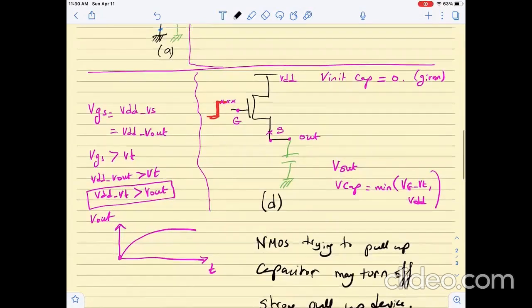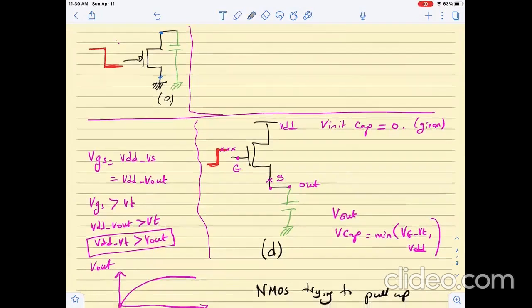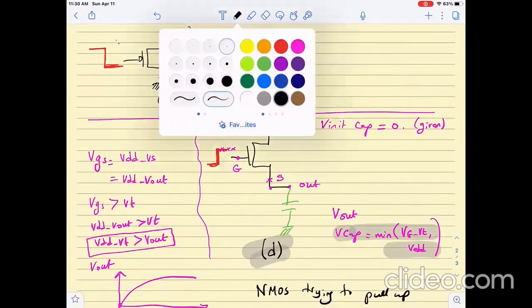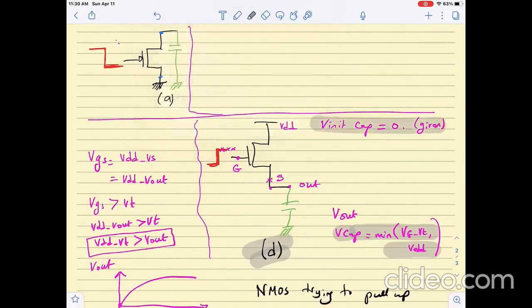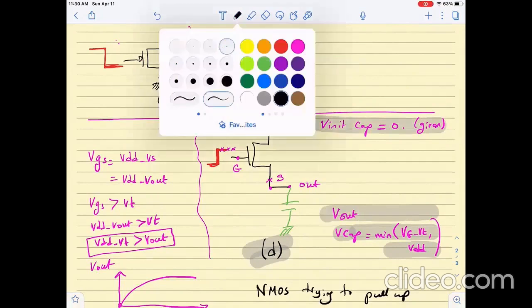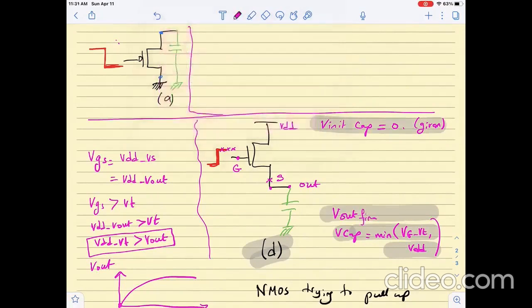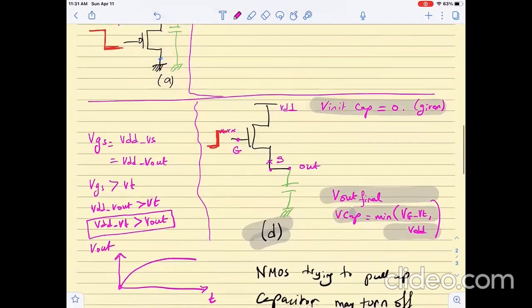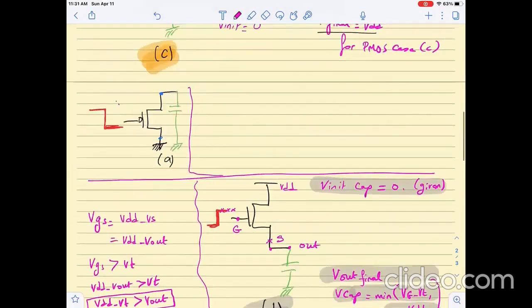Now in a similar fashion, this is not the regular way of pulling up because we may reach this value. Therefore, V init is equal to 0, but V out final will not reach VDD. So V out final will not reach VDD in this scenario. Okay, so let us look at the case of the PMOS pulling down.